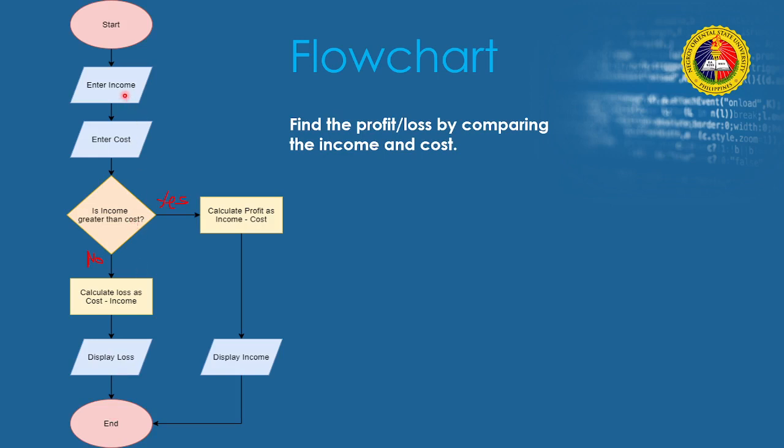However, for example, the income is 500 and the cost is 400. So there is already a profit, right? Kay mas dako man ang income. So it will move into a different flow, di ba? Dili na siya pareha ang flow niya because the flow will depend now whether or not this statement is true. Now, if mas dako ang income kaysa cost, then it will flow here that says calculate profit as income minus cost. And then, of course, once it's calculated, it will display the profit and then end.